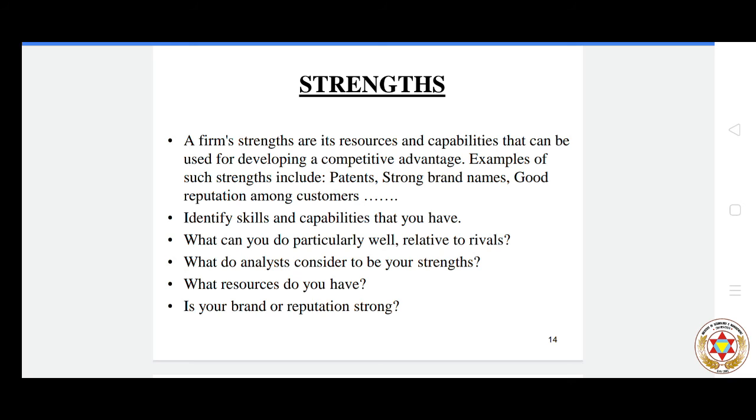So basically, a few questions are there. That is, what can you do particularly well relative to your rivals? What do analysts consider to be your strengths? What resources do you have, or is your brand or reputation strong?